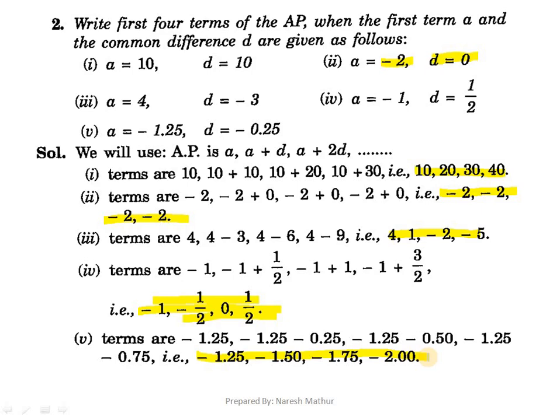I think I am clear here, and it's quite simple. We just need to follow the concept of A plus D, A plus 2D or A plus 3D, or you can add directly also, because we are given A and D, so you can just write directly also.